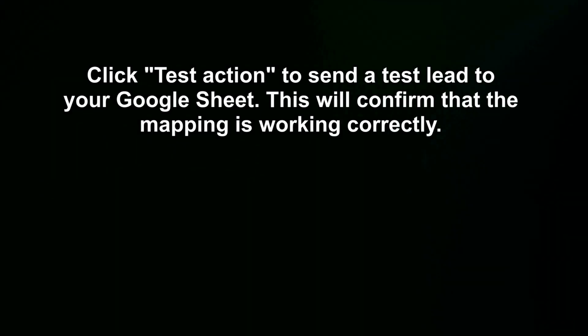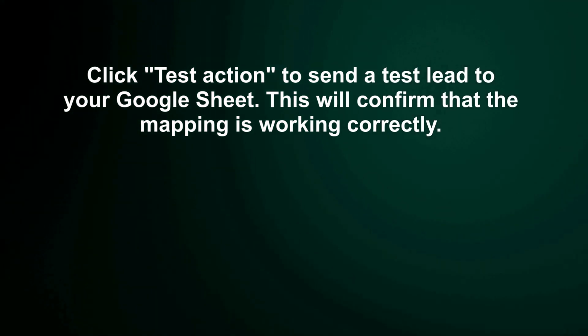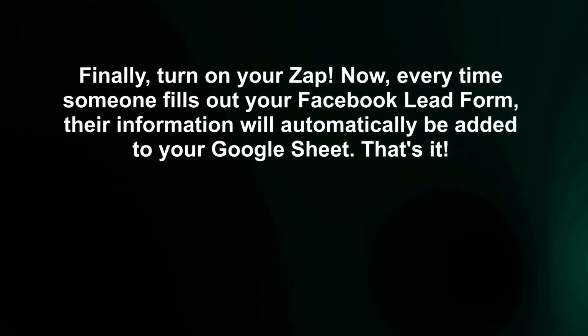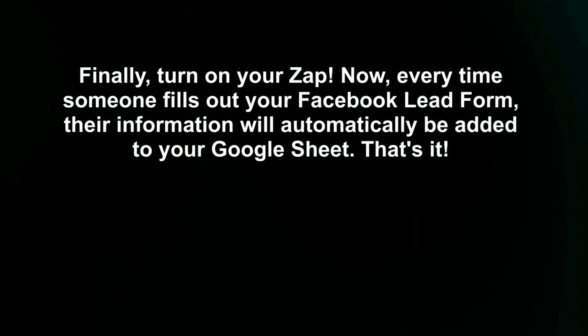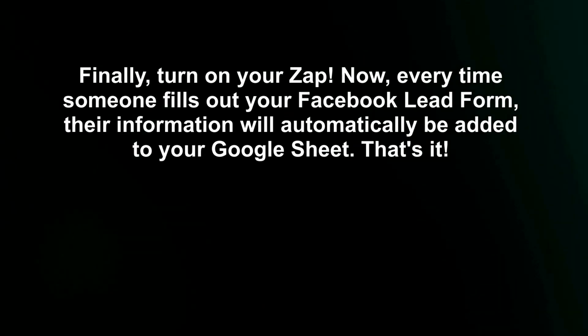Click Test Action to send a test lead to your Google Sheet. This will confirm that the mapping is working correctly. Finally, turn on your Zap. Now, every time someone fills out your Facebook lead form, their information will automatically be added to your Google Sheet. That's it.